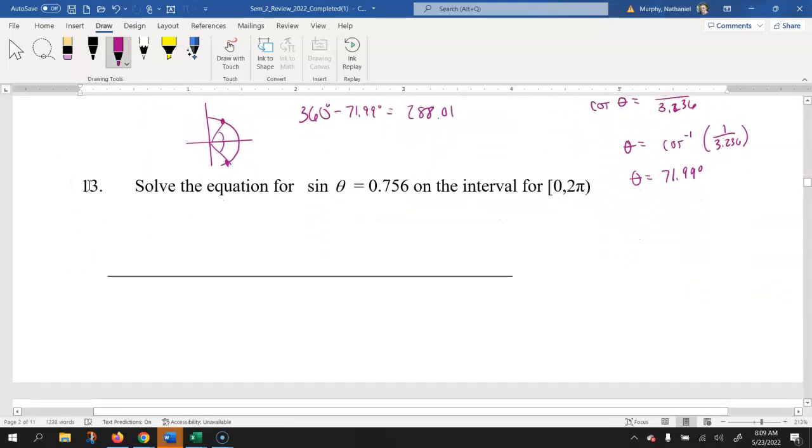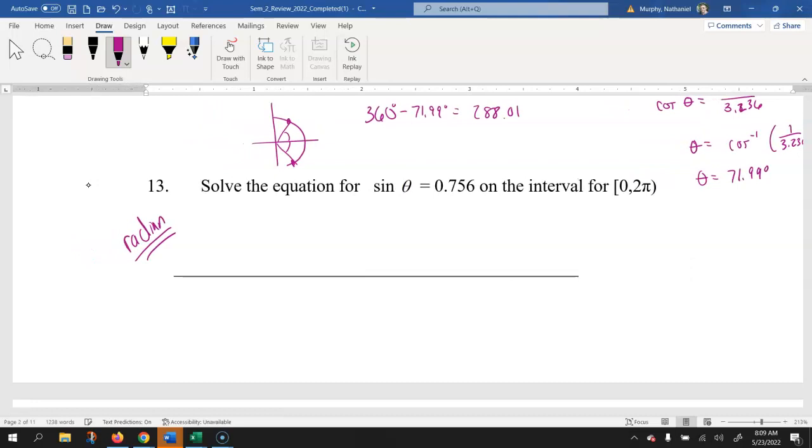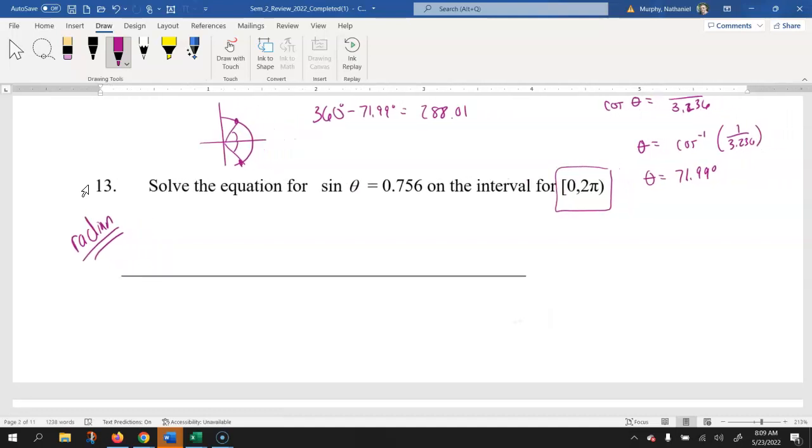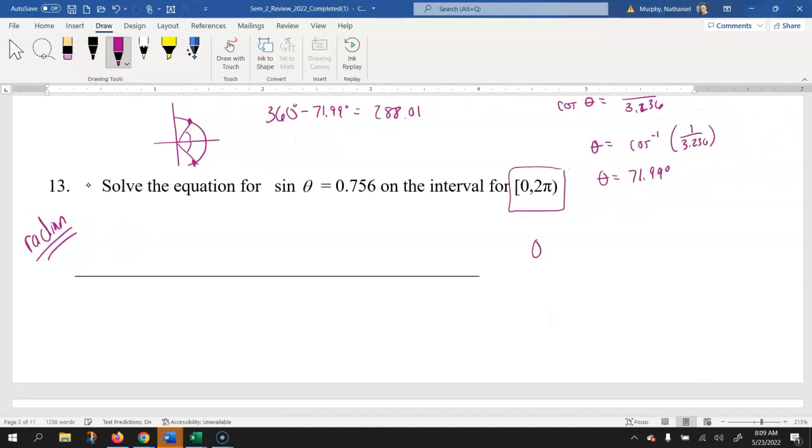All right, so this is the last problem for this chapter 4 review. Looking at this one, make sure that your calculator is in radian mode for this one. How do I know? Because right here it says we're going to have our answer between 0 and 2 pi. So we don't have to go through all that process like we had to do on the previous one. To find theta, we're going to do the inverse sine of 0.756. Again, your calculator is just going to give us one solution. When you do this in radians, it gives you 0.857 radians.